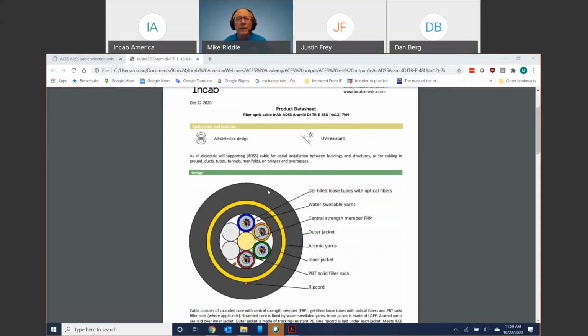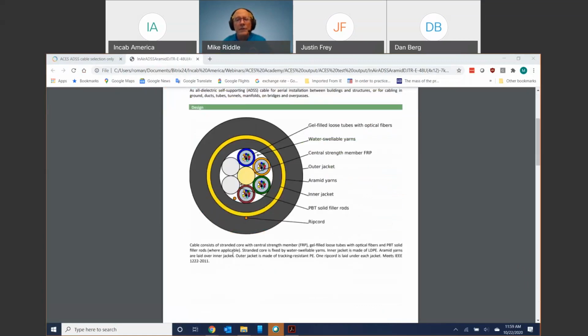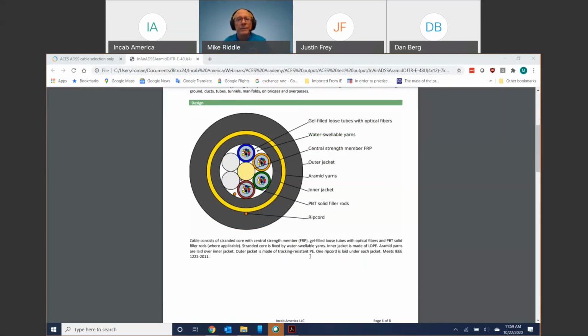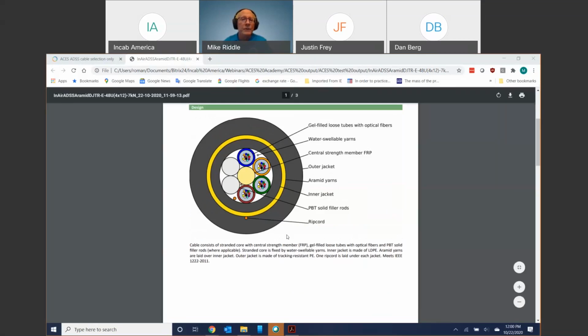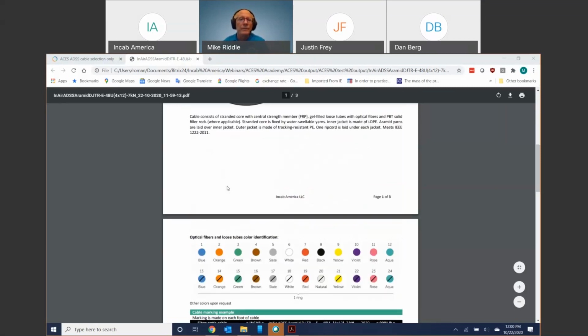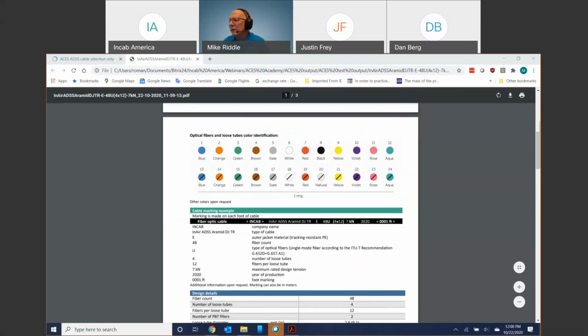And so you get a cable here. Outer jacket is made of tracking resistant polyethylene. And by default, for us, it's a 230 kV track resistant cable. It's always going to be a double jacket construction, and you didn't get the option there because that's what we would do. Otherwise, detailed information.